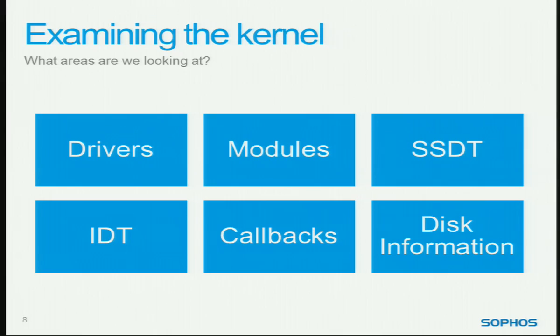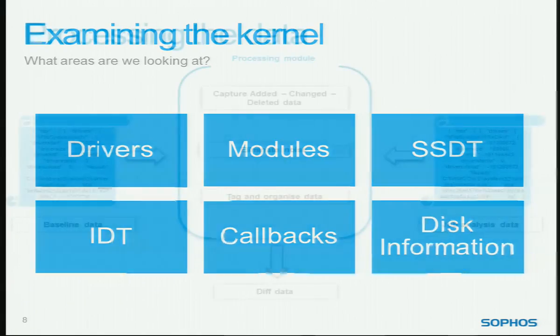And finally, we want to look at disk information. So has the MBR changed? Has the partition table changed? Has the VBR changed? This is in order to find bootkits and stuff like that. So now you know what we want to find. Ahmed's going to tell you what we're going to do with the data.